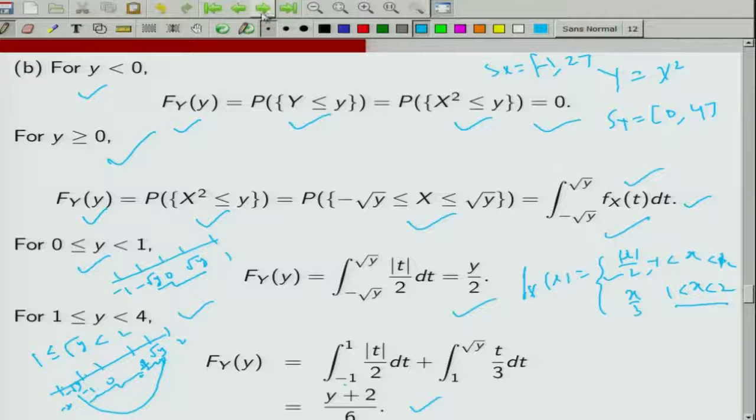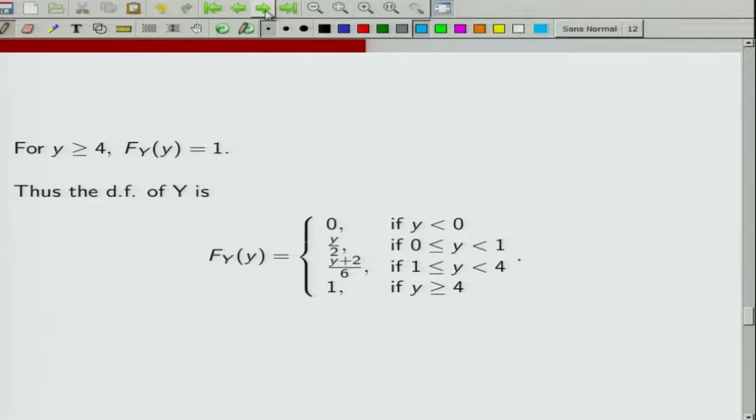So we have found the distribution function, and clearly for y greater than or equal to 4, F_Y(y) is 1, because then you integrate the whole PDF of X. So the distribution function of Y turns out to be this quantity: 0 if y is less than 0, as we have found before. Between 0 to 1, we have seen it is y by 2. Between 1 to 4, it is (y plus 2) by 6. When greater than or equal to 4, it is 1. So I found the distribution function.